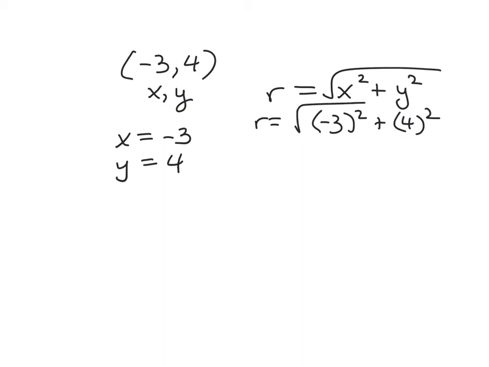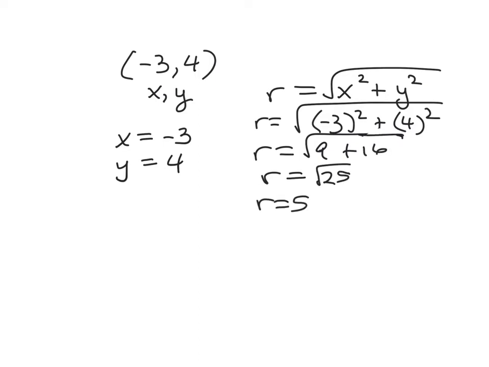Also, if you recognize that this is a Pythagorean triple, you don't need to do all of this work. This is actually a 3, 4, 5 triangle. And I wrote 25 there. That should have been 16. Square root of 25 is 5.